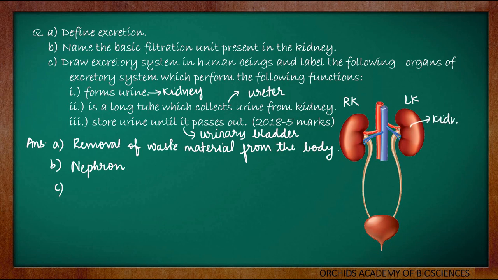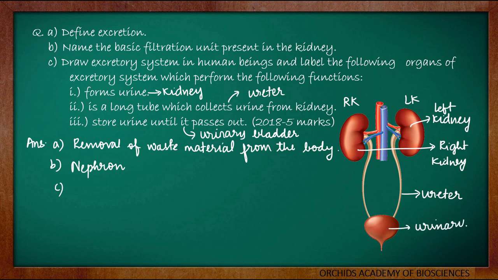These are the kidneys. We can label it as left kidney. This one as a right kidney. Then we can label the long tube which collects urine from the kidney, that is ureter. And finally, the part which stores the urine until it passes out, that is the urinary bladder. So that is all that was asked in this question.